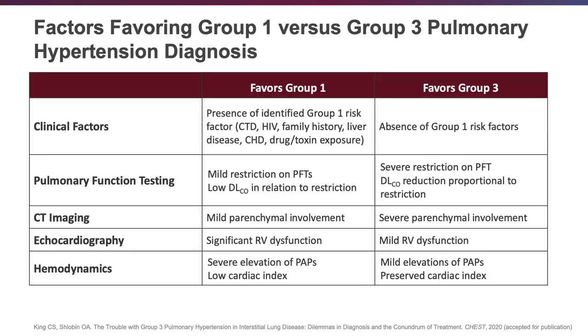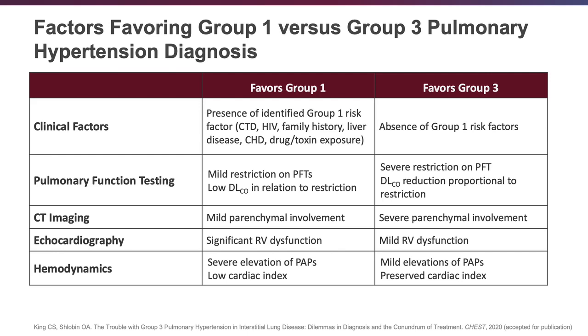So how do we determine if someone has group 1 pulmonary hypertension with a little bit of parenchymal lung disease or group 3 pulmonary hypertension? And this is actually not very easy to do. There is a lot of gray in this area. This table is meant to help clinicians to put patients in one of the groups based on clinical factors, pulmonary function testing, CT imaging, echocardiography, as well as hemodynamics.